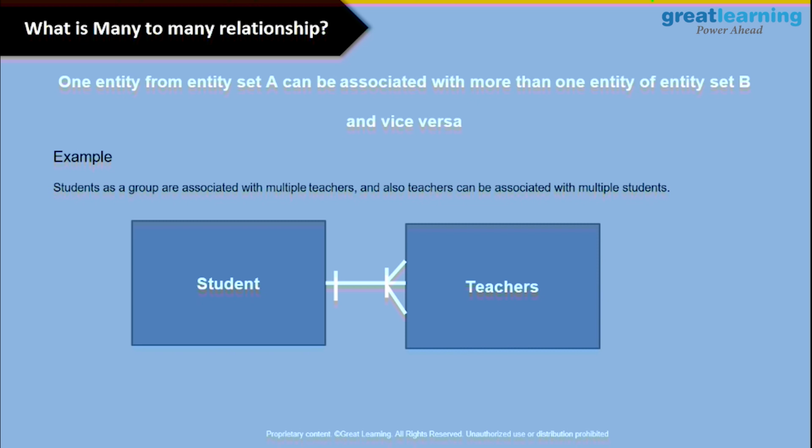Okay, so one entity from entity set A can be associated with more than one entity of entity set B and vice versa, right? For both cases, they can have many relationships. Yes, so student and teacher will be your entities. A group of students is associated with multiple teachers, and a teacher can also be associated with multiple students. As simple as that. A bunch of students can go to lots of teachers, and a bunch of teachers can be associated with multiple students. This is how a many to many relationship works.